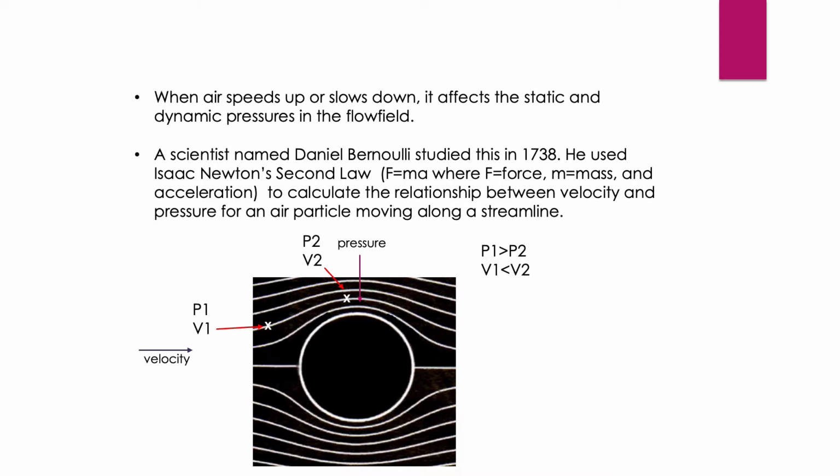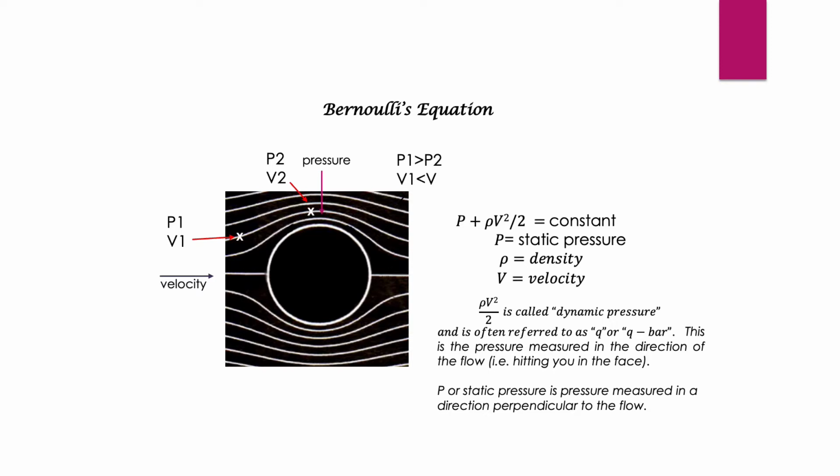And so for this particular drawing and these 2 points, P1 and P2, what Bernoulli's law, which we'll look at in just a minute, is telling us is that the pressure at point 2, which is the static pressure, that's the pressure perpendicular to the flow field, is less, and the velocity of the air that's actually moving is more. So here's Bernoulli's equation.